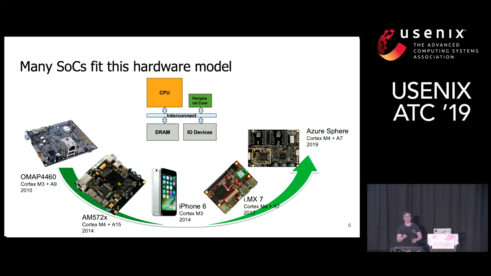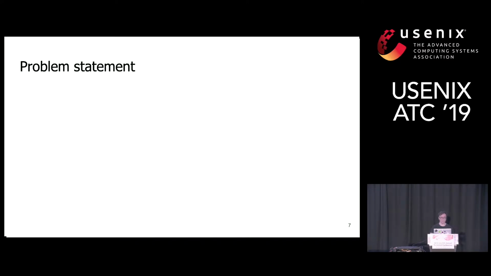Back in 2010, we have OMAP 4460, which is equipped with peripheral core M3 plus the CPU A9. And at present, we have Azure Sphere, which is Microsoft's IoT reference platform, equipped with the peripheral core M4 and the CPU A7.